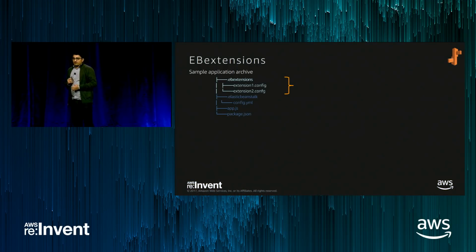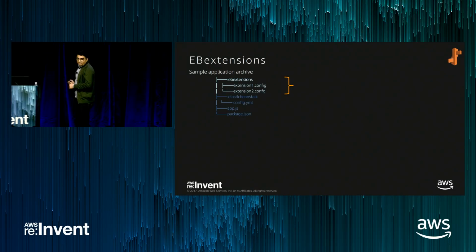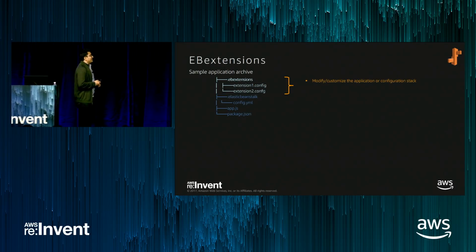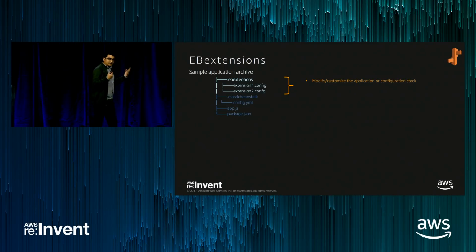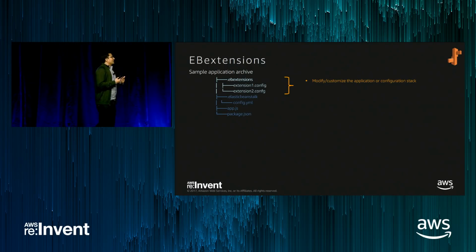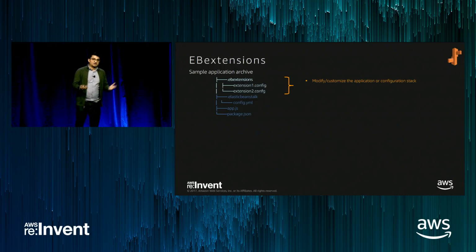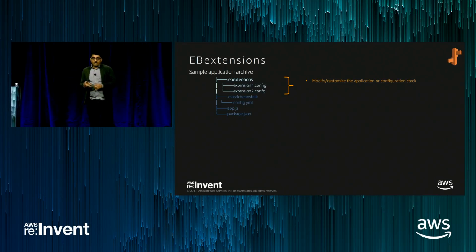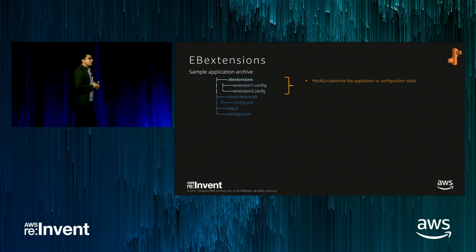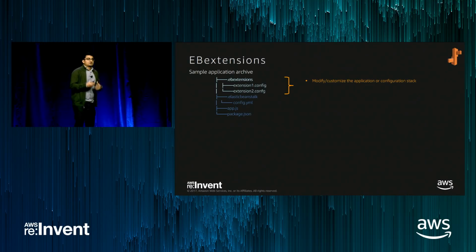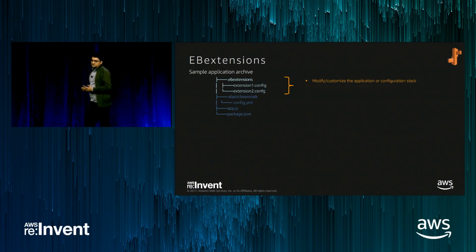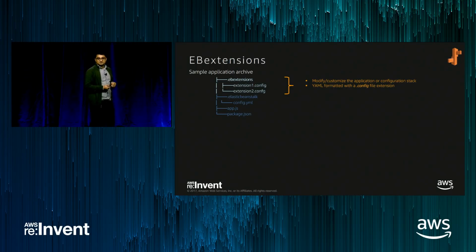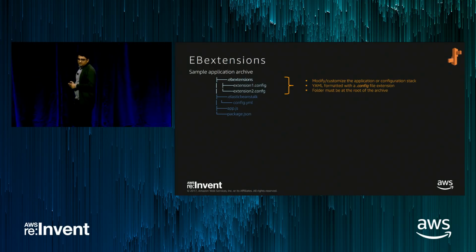Before we get into that, I quickly wanted to introduce the concept of EBextensions. EBextensions are files that you put in your application bundle. Think extensions in general. They help you modify or customize your applications or your configuration stack. You could either configure your existing configuration, or you can add resources to your configuration. This is in YAML format, and it has to have a .config extension, and it should be at the root.